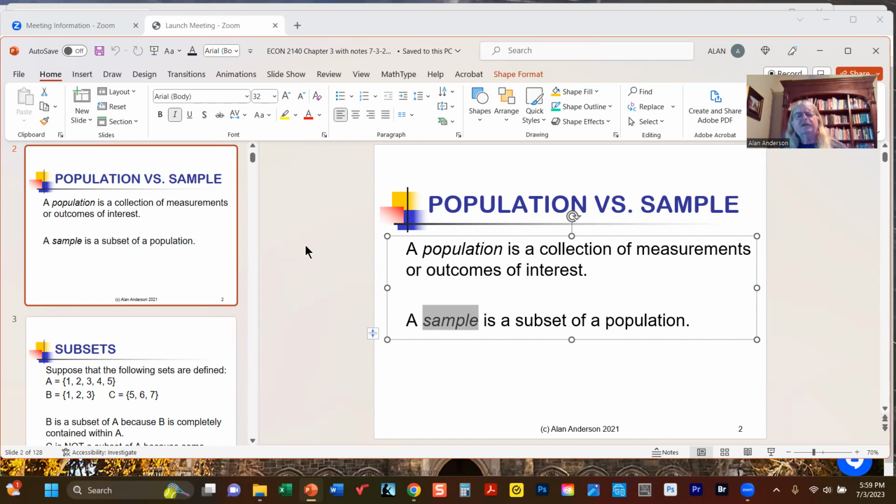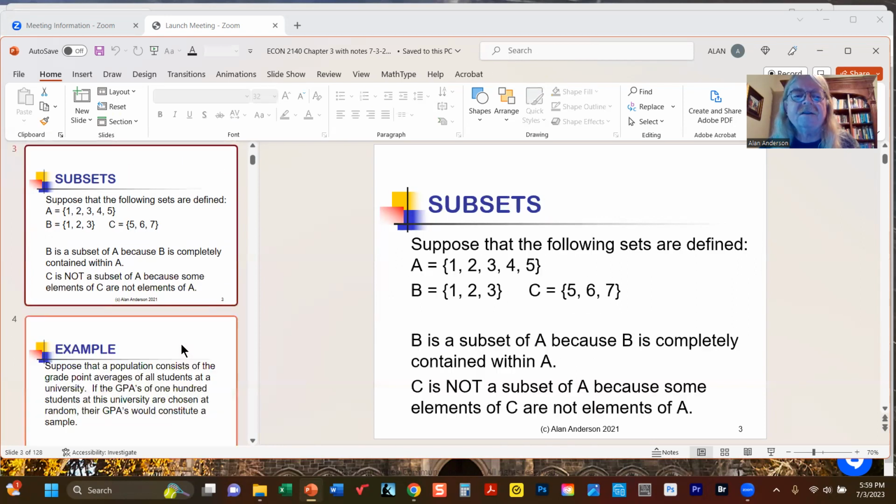Now, by the way, just as a quick side note here, the word subset refers to set theory. So we're going to take just the quickest review of sets, or at least the concept of subsets. We'll get more reviewing of set theory later on. So here we have three sets, A, B, and C. A set is nothing but a collection of elements. A is the set that contains the elements 1 through 5. B is the set that contains the elements 1 through 3. And C is the set that contains the elements 5 through 7.